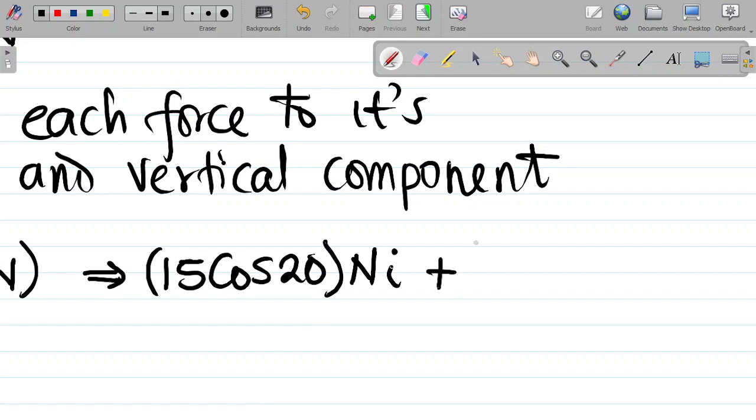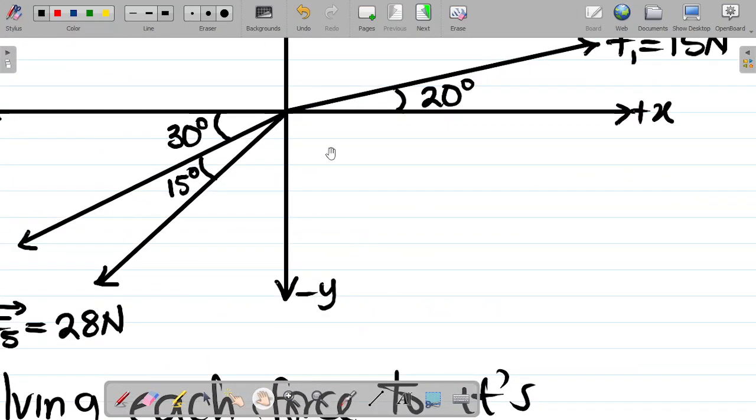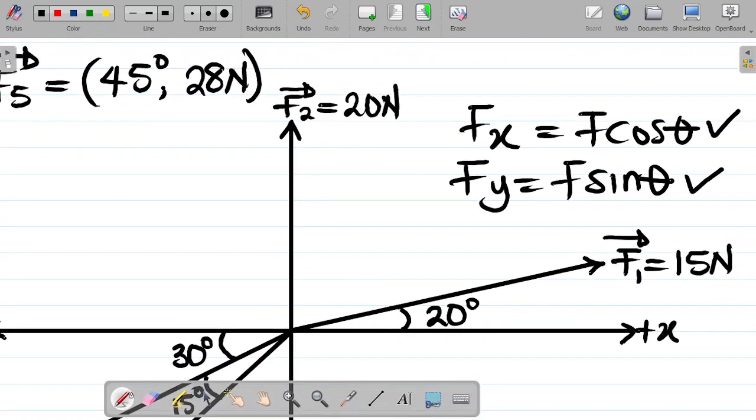So it becomes plus. Let's resolve to the vertical. Now, in resolving to the vertical, it simply means I'll push this force here to the vertical axis, that's here. And if I push this, what do you observe? First things first, it comes to the y-axis. This is a positive y-axis. So it becomes the normal positive.